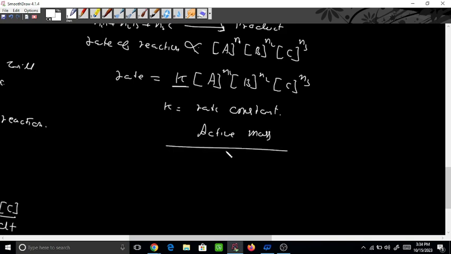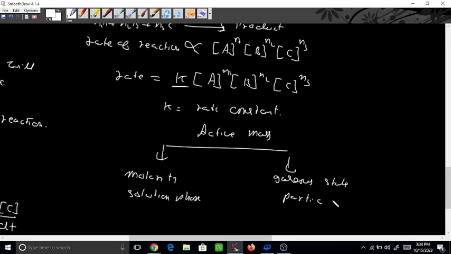And in gaseous phase, it is partial pressure. The active mass is molarity if it is in solution phase, and in gaseous phase, it is partial pressure. So that is the active mass. Okay, fine. So one more thing, this is the rate expression or rate law.